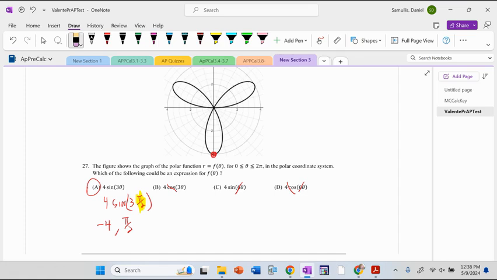If it was a negative 4 sine 3 theta, I might have a problem. I thought maybe this rose might be up here. So I did a little input-output. Hey, here's pi over 2. Pi over 2 is up here. When I plug it in, that turns it into 3 pi over 2. Sine of 3 pi over 2 is negative 1. So when I plug in pi over 2, I get negative 4.